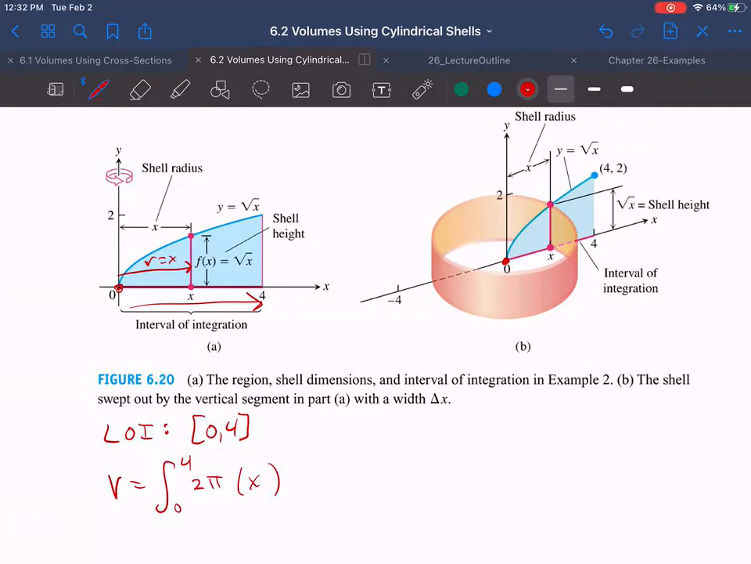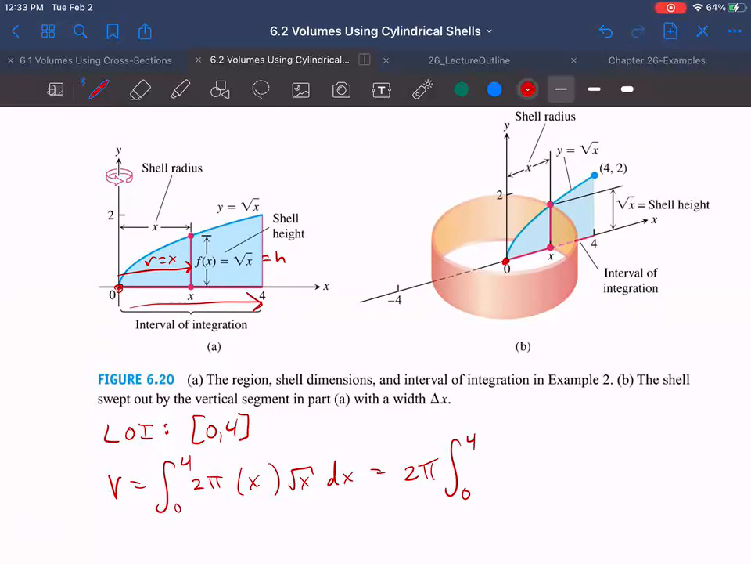Then we need times our height. What's the height here going to be? Yep, it's our function, right? This is our height, h here. So this is going to be square root of x, which is f of x, right? And then we need our thickness, dx. How about that? So this becomes 2 pi, 0 to 4. What do I write inside here? Let's combine that into one x.